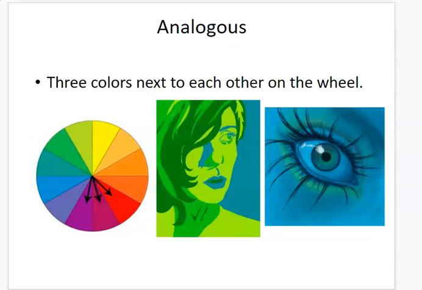Then you've got analogous. Those are the colors next to each other on the wheel. So here's an example of this girl with the green, the yellow green, and then the darker green. I guess there are more of these over here, as well as the blue maybe, okay? Same with this one here, same colors, dark blue, blue, turquoise, somewhere in there. So any three colors next to each other make up analogous. This is the hardest one to remember, okay?